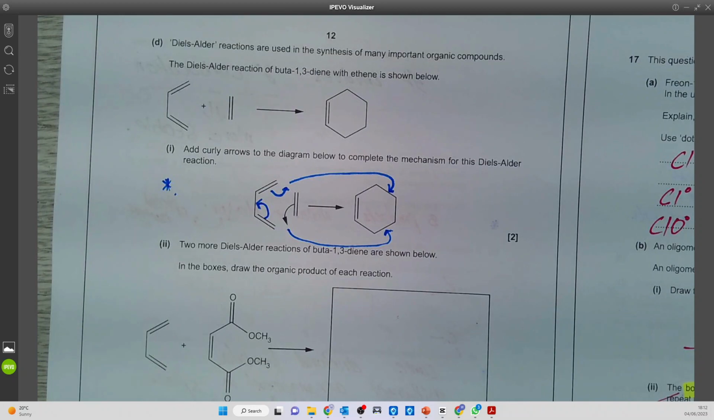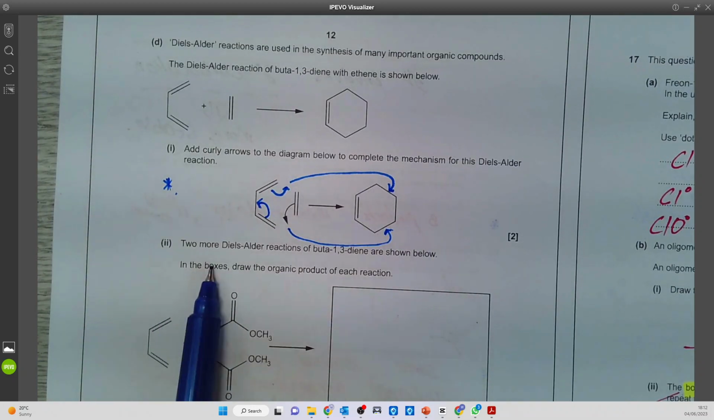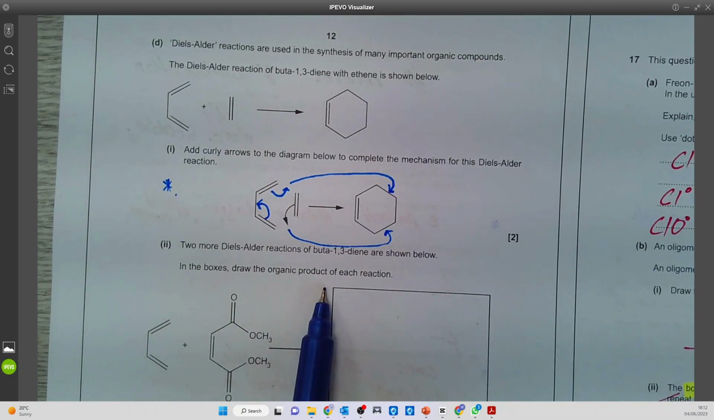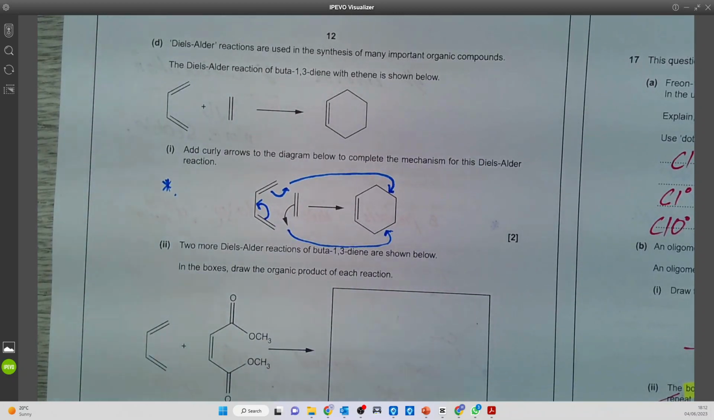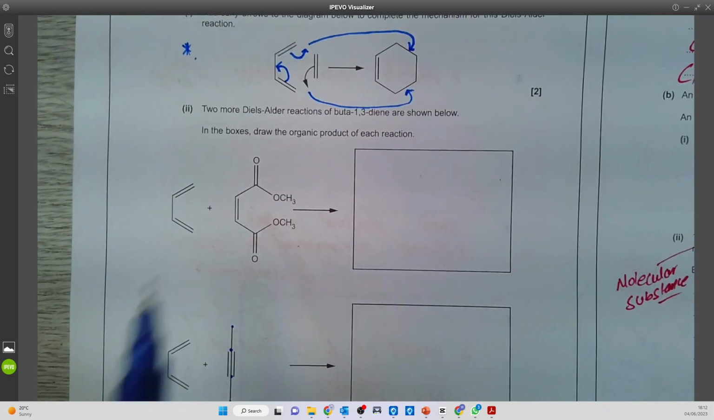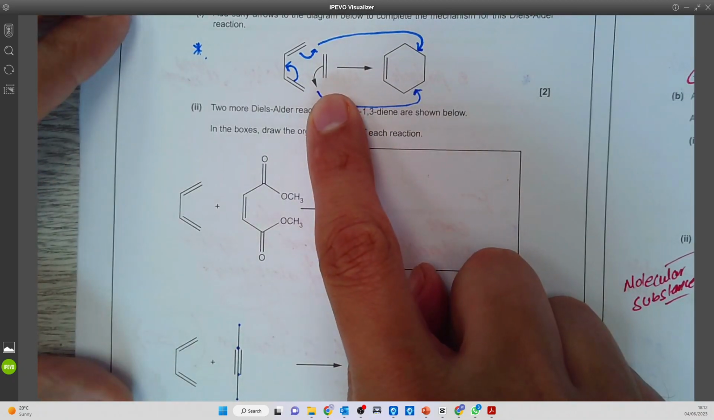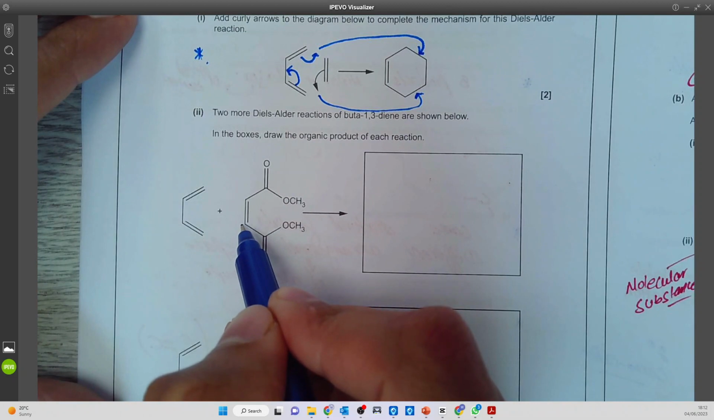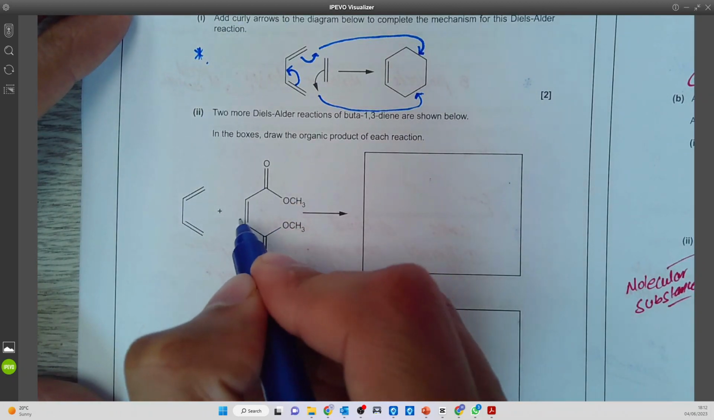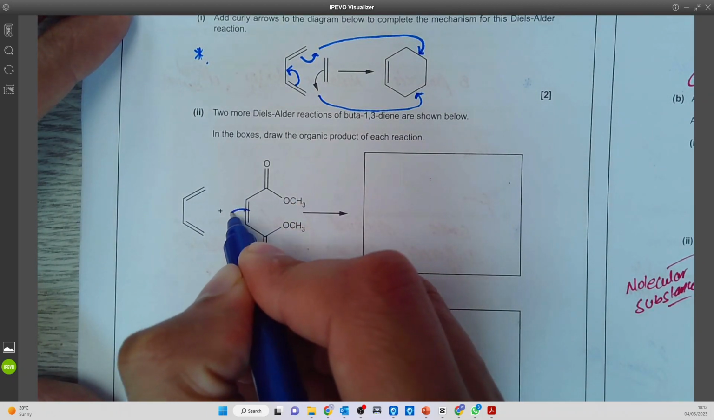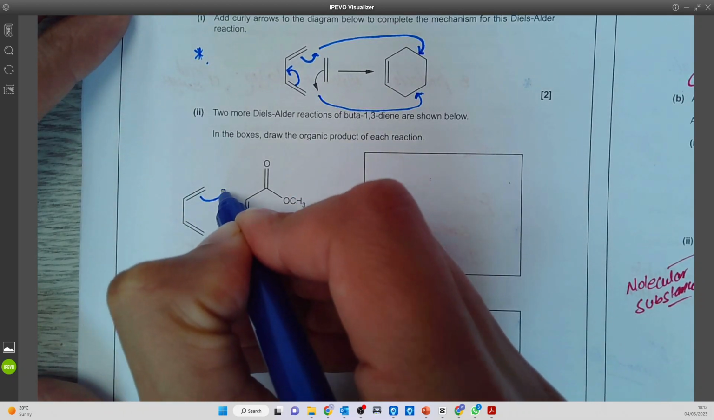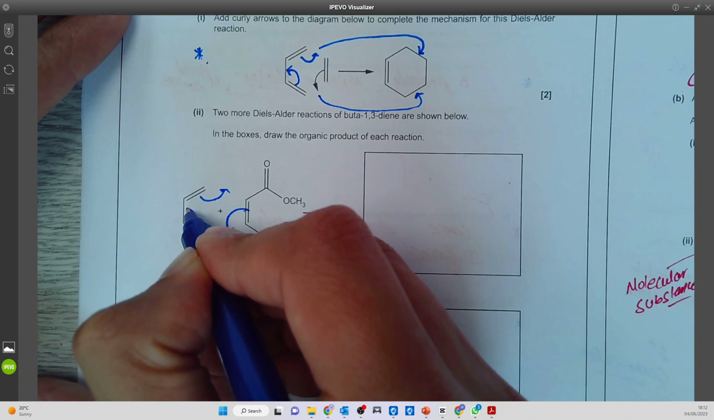Now the next bit is a little bit different. What is happening here is it says there are two more reactions and they're shown below. So draw the organic product of each reaction. What will happen in this case? We just have to assess the same situation. Look, you've been given a double bond. What will happen to this double bond? This will move to this location. Agreed? This will move to this location, and this will move to this location.